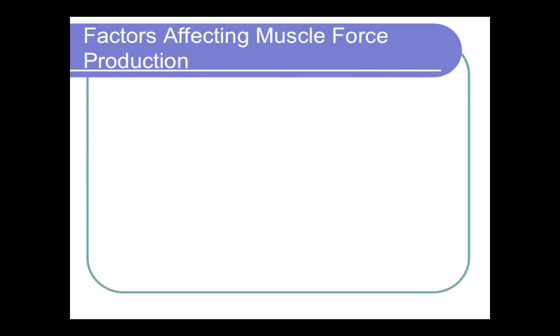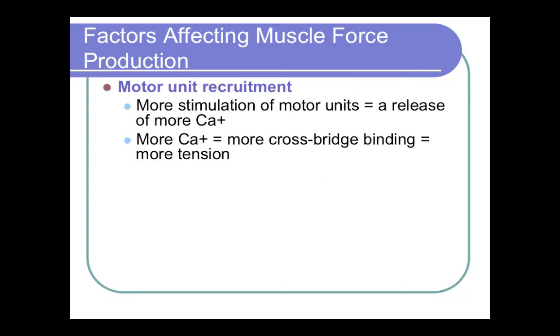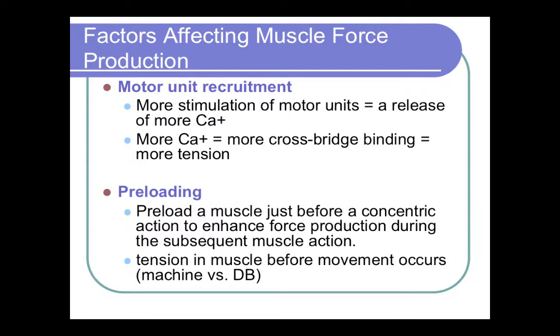Some factors affecting muscle force production. Motor unit recruitment. The more stimulation of motor units means there's a greater release of calcium. More calcium means more cross-bridging, and more cross-bridging equals more tension. If you can get that brain stimulated, you will be stronger.